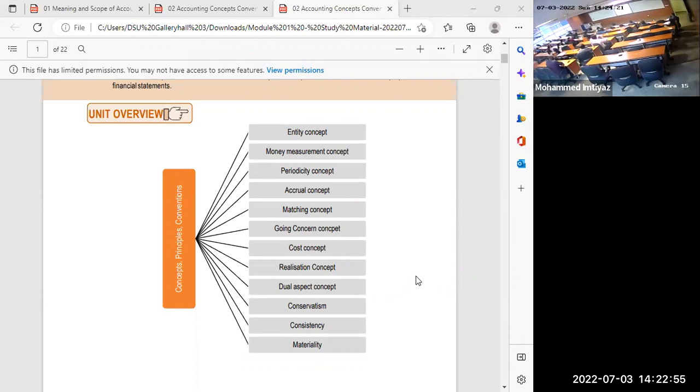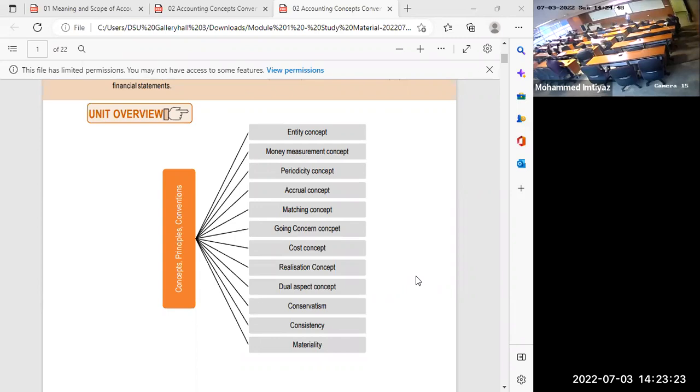Next one, realization. Unless you realize something, you should not write it in the books of accounts. Sir, my friend told me he will come and buy goods from me tomorrow. Okay, let tomorrow come. Let your friend also come. Later on, if he buys, you write it in the books of accounts, not on the assumption that he is going to buy. Today only I raise a transaction, I raise a bill? No. Realization concept.